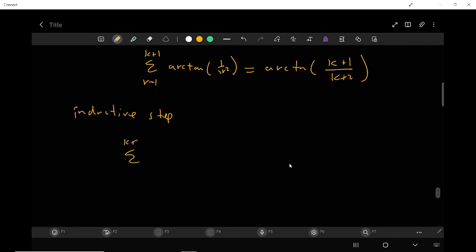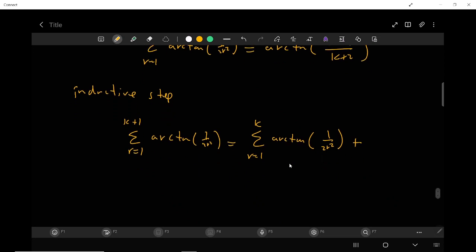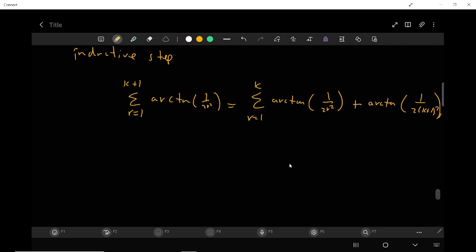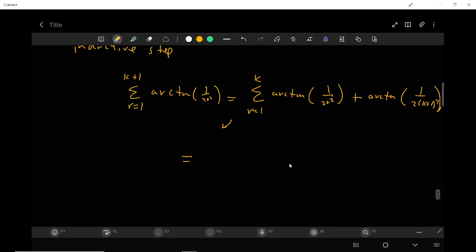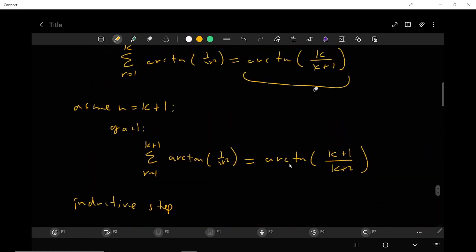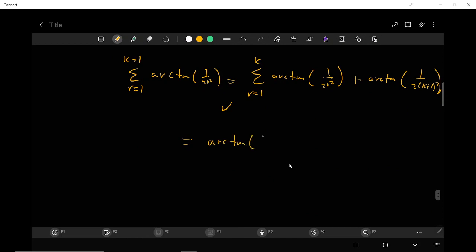The sum of k plus 1. Since this is a sum, it should be pretty nice to do, but the working out might be really bad. The sum from r equals 1 to k plus 1 of arctan 1 over 2r squared would equal the sum from r equals 1 to k of arctan 1 over 2r squared, plus the final term that we get in this, which is arctan 1 over 2 times k plus 1 squared. Sorry, there's not enough space, so bring it back down here a bit. And for the sum to k, we actually have this formula right here, arctan k over k plus 1. So arctan k over k plus 1 plus arctan 1 over 2 times k plus 1 squared.